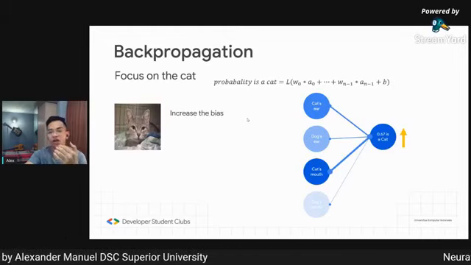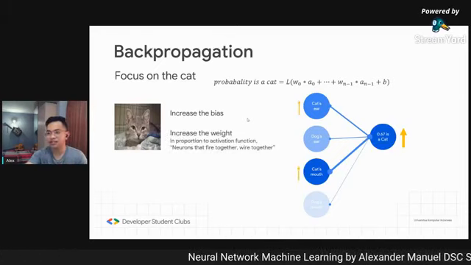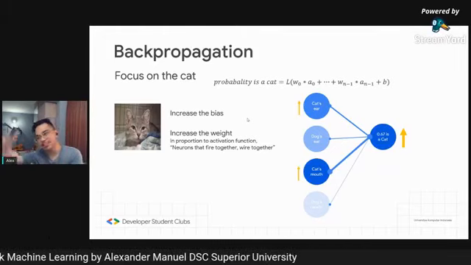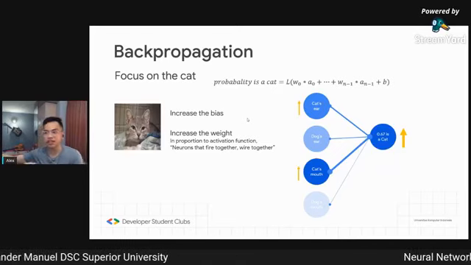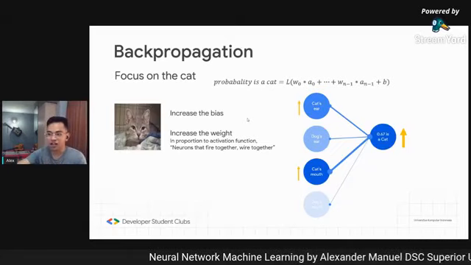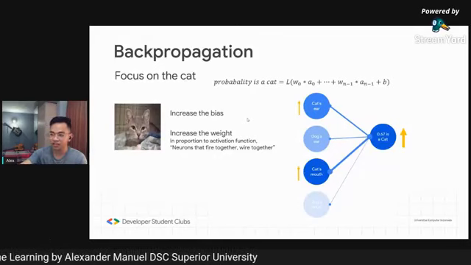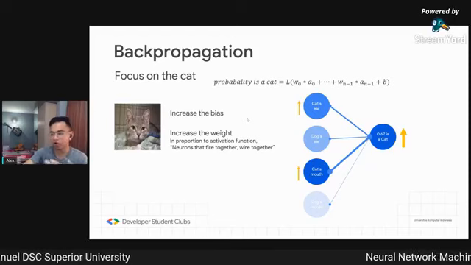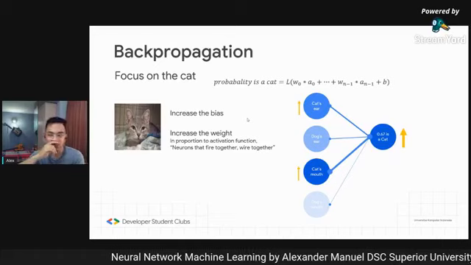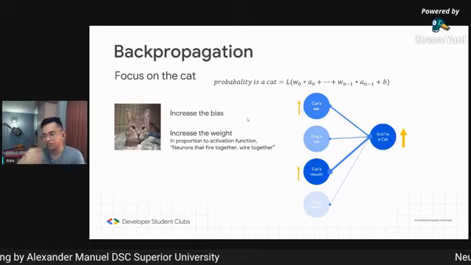How do we do that? We increase the bias and also increase the weight, in order to increase the final output. And how do you do that? Using the cost function, and the gradient will find the right neurons to increase the value. So we increase the weight in proportion to the acquisition function.